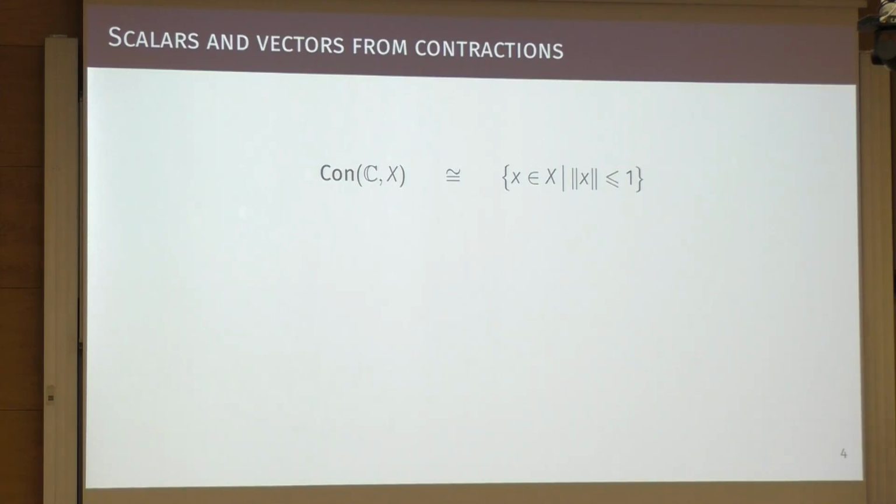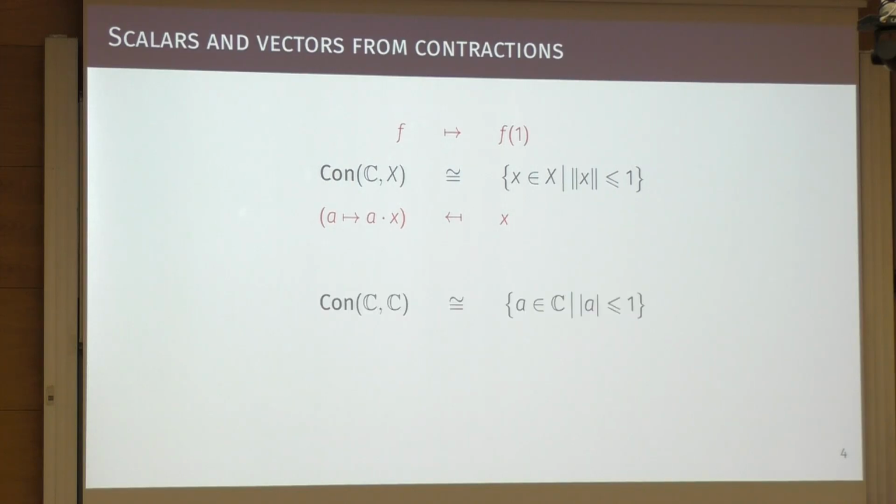And if we look at the contractions from C to some arbitrary object x, there's a bijection between these and the vectors in x of length less than or equal to 1. So the bijection is pretty easy to construct. In one way, we just evaluate our maps at 1, and in the other direction, we take a vector x and we send it to the map that scales x by complex numbers.